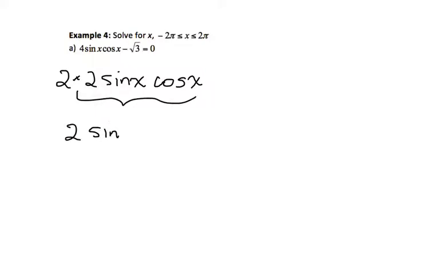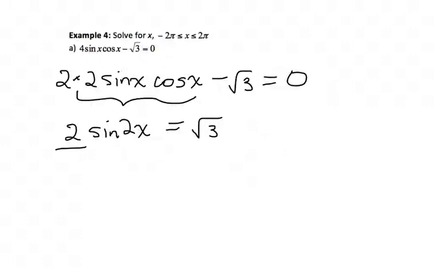Okay, another case where we're solving. Often you have double angle identities hidden. So this is not even very well hidden. 4 is the same as 2 times 2, so I can write that as 2 times sine x cos x. But this is sine 2x. And we've got minus root 3 equals 0. So I'll add the root 3 to the other side. Divide by 2. So now I have sine 2x is equal to root 3 halves.